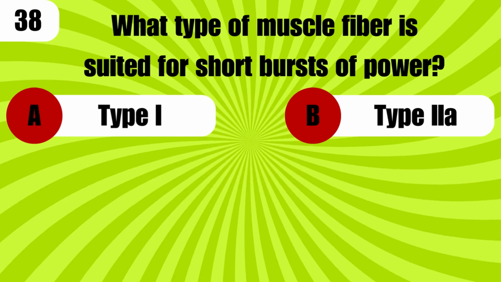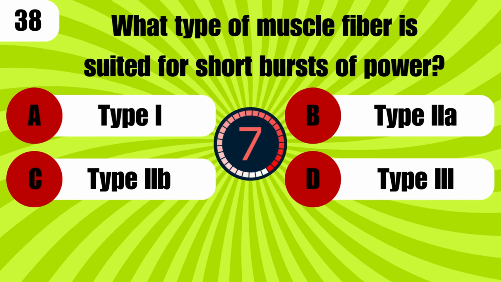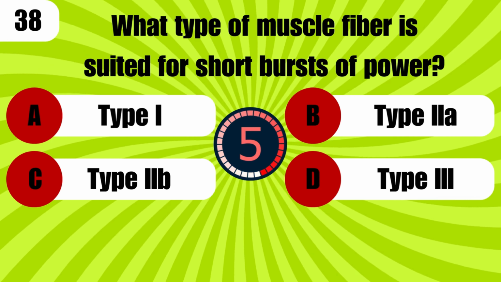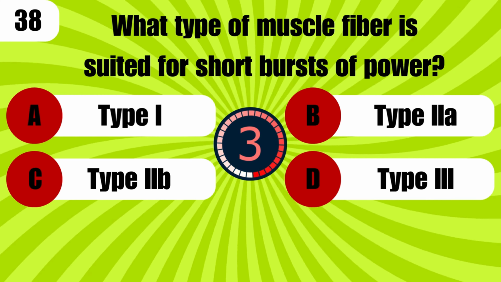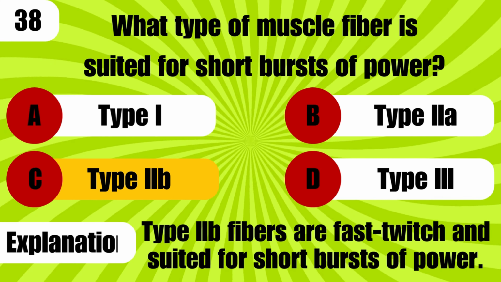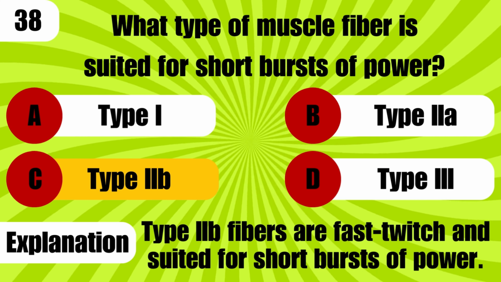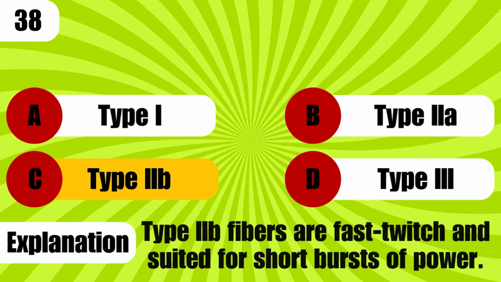What type of muscle fiber is suited for short bursts of power? Option A type 1, type 2A, type 2B, type 3. The right answer is type 2B. Type 2B fibers are fast twitch and suited for short bursts of power.